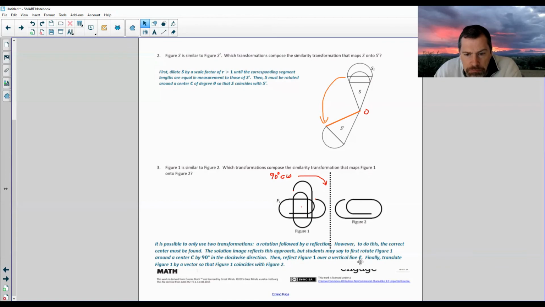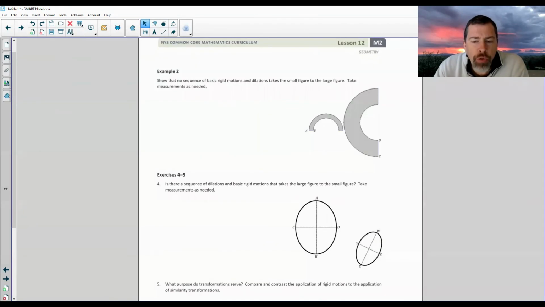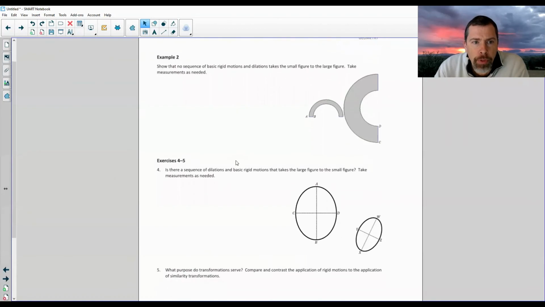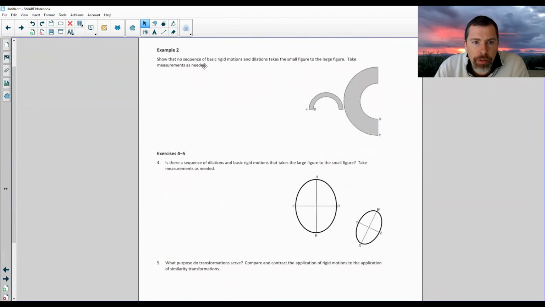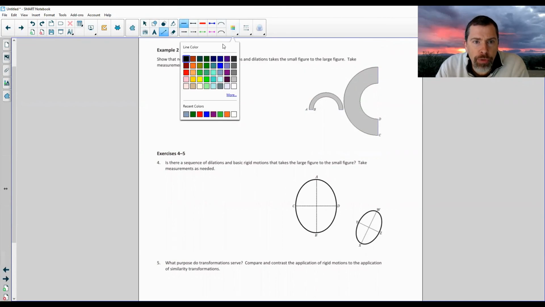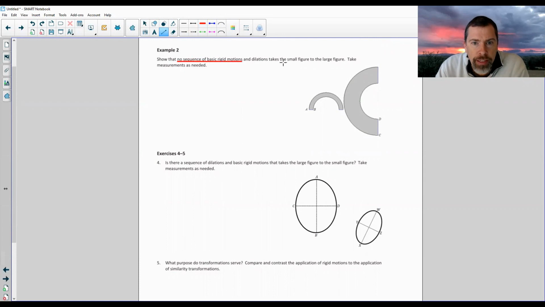Okay. All righty. So there you have it. All right, page 4, example 2. Show that no sequence of basic rigid motions and dilations takes the smaller figure to the larger figure. Take measurements as needed.